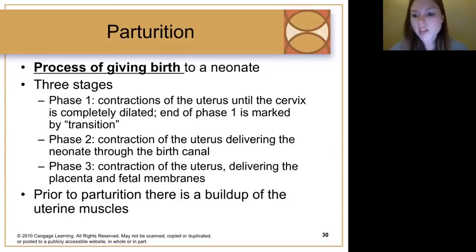And then phase 3, once the neonate, or the baby animal, has been born, you have contraction of the uterus delivering the placenta and fetal membranes. It's really important that the placenta and fetal membranes are expelled, because if not, it can cause infection, and that can be really, really bad and really damage the reproductive possibilities of that animal. And if the infection gets really bad, it can even be fatal. So you want to make sure that the placenta and fetal membranes come out. Some animals will actually eat their placenta because it's filled with nutrients, and so it can be fairly nutritious.